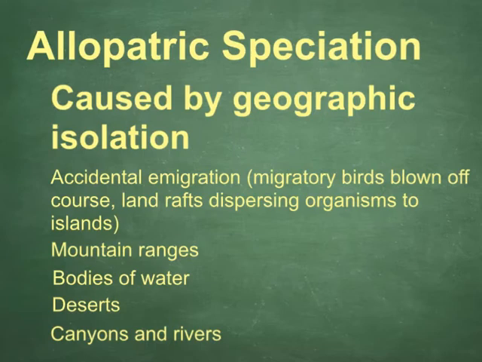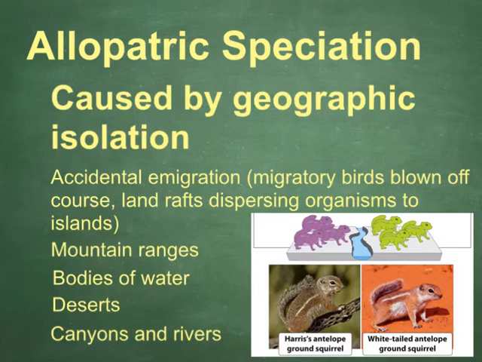And one of the classic examples of geographic isolation leading to allopatric speciation actually has to do with the Grand Canyon. This diagram right here shows two different squirrel types, the Harris's antelope ground squirrel right here and the white-tailed antelope ground squirrel here. These two groups of squirrels were actually separated. They were part of an original population, according to genetic testing, that were eventually separated by the Colorado River when the Grand Canyon formed. And these guys live on one rim of the Grand Canyon. These guys live on the other.